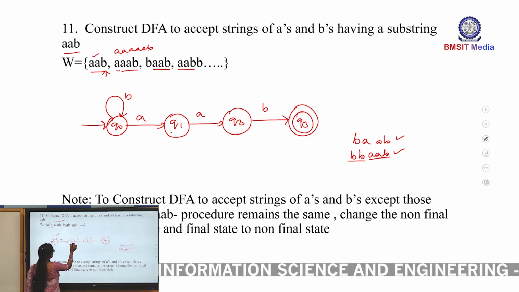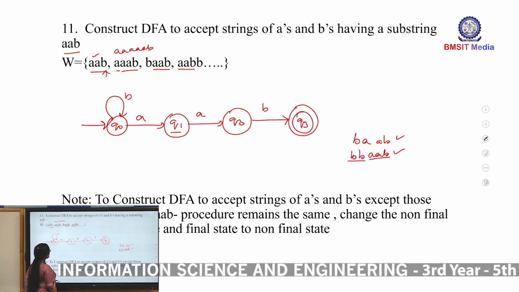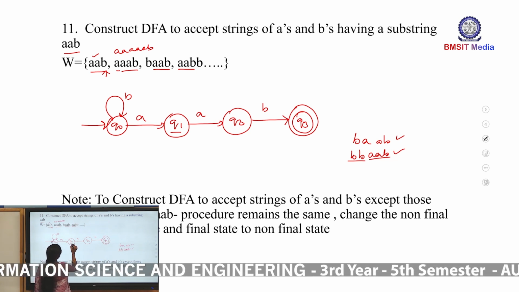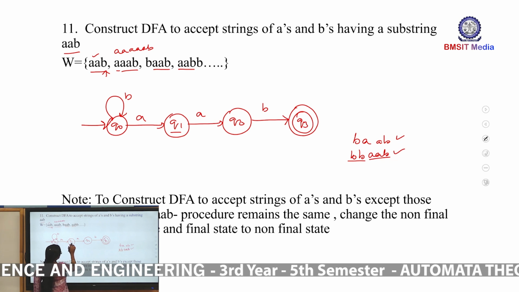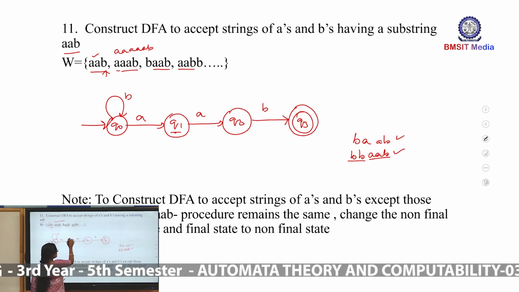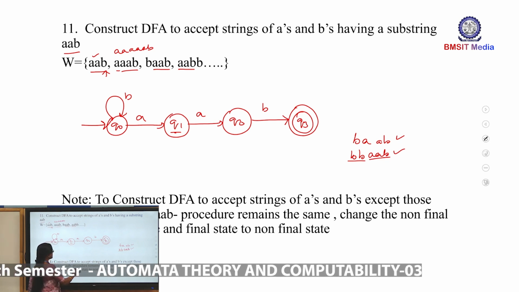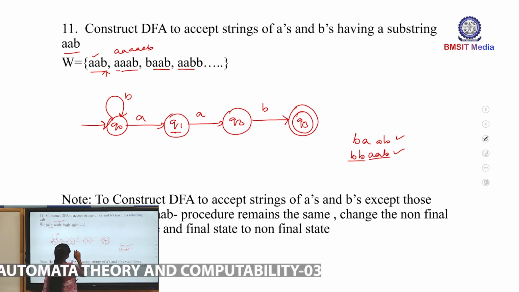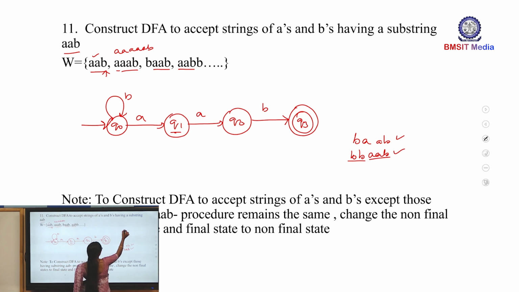Now I'll come to Q1. Now what happens if I see a B here? Because Q1 has already made a transition on seeing an A, the leftover transition is on seeing a B. So when do we reach Q1? On seeing an A, I reach Q1. Now what happens if I see a B? If I see a B, I should ensure that this string ends with AAB, or it should have the substring AAB.